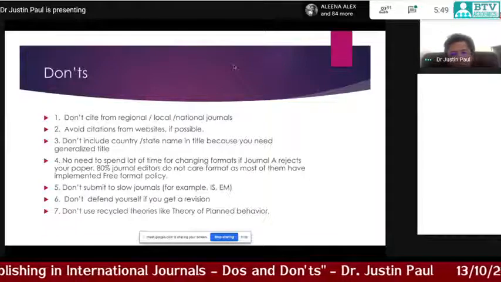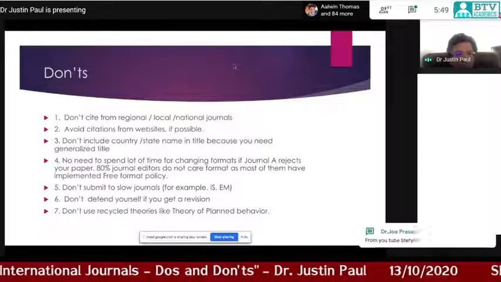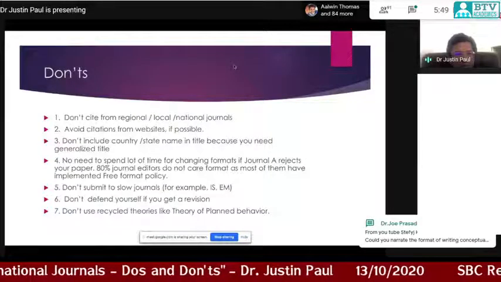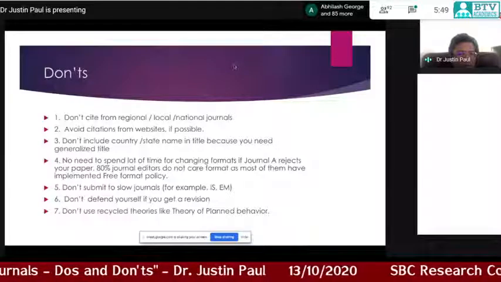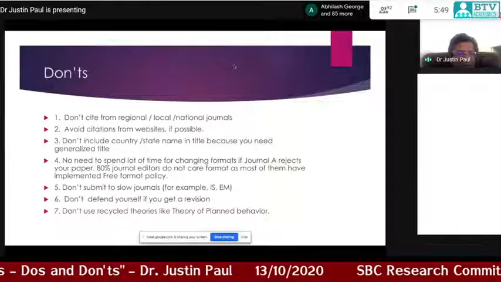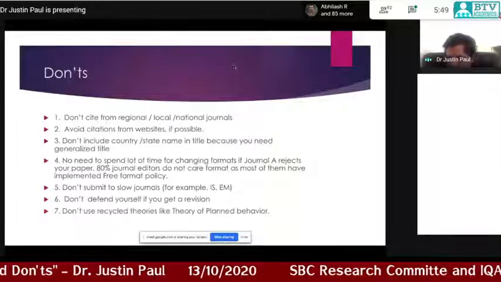For example, InterScience is a very slow publishing company. If your paper is accepted in any InterScience journal, they take about a year to publish online. So your paper will be online only after a year from the date of acceptance in any of the InterScience journals. So better don't submit to InterScience journals.